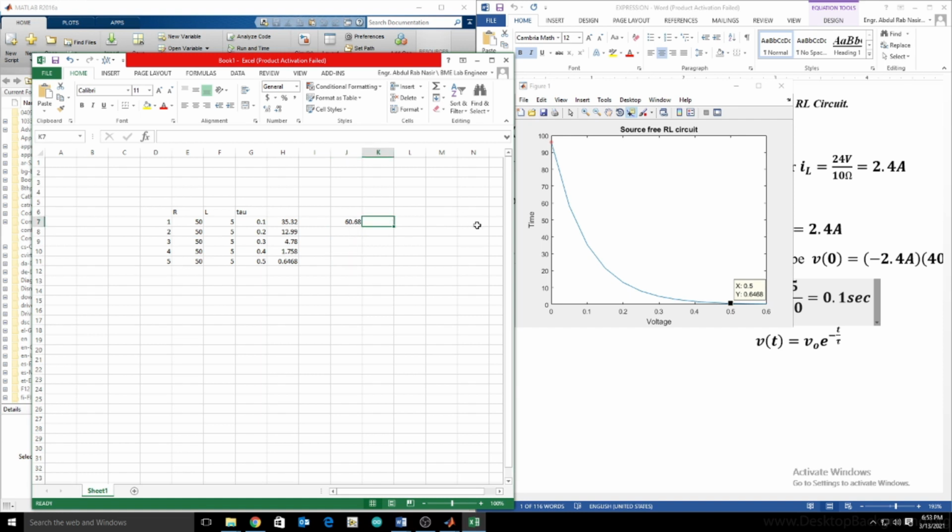You can calculate it like this: 35.32 divided by 96, and I can multiply it by 100, so I can easily get the answer. You can see that it's 36.79 and it's 35.32, so it's approximately equal.